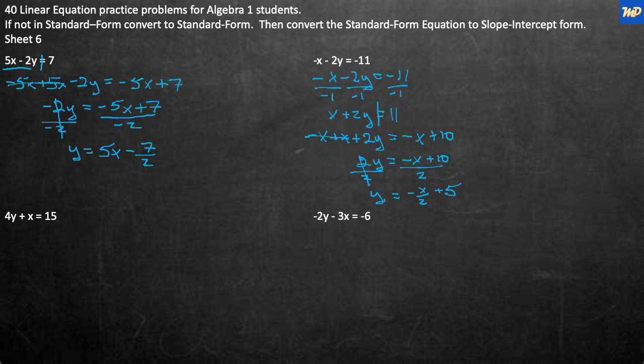Next equation, 4y plus x equals 15. Well, the format is not correct. The x is not in the lead. X needs to be in the lead, so we're going to change it. We're going to say x plus 4y is equal to 15. There we are. We're in the right shape.